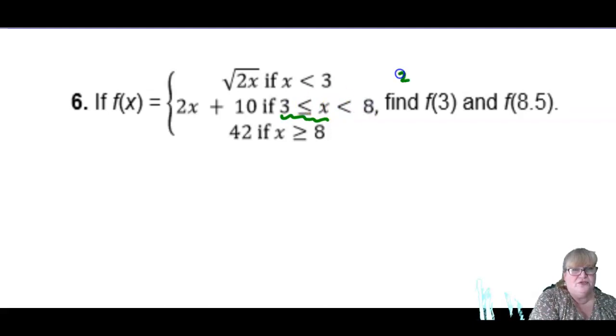So we'd have 2 times 3 plus 10, which would be 16. And 8.5 is a little over 8, so we're using this rule. Well, this rule says you just get 42. No matter what you put in above 8, you just get 42.